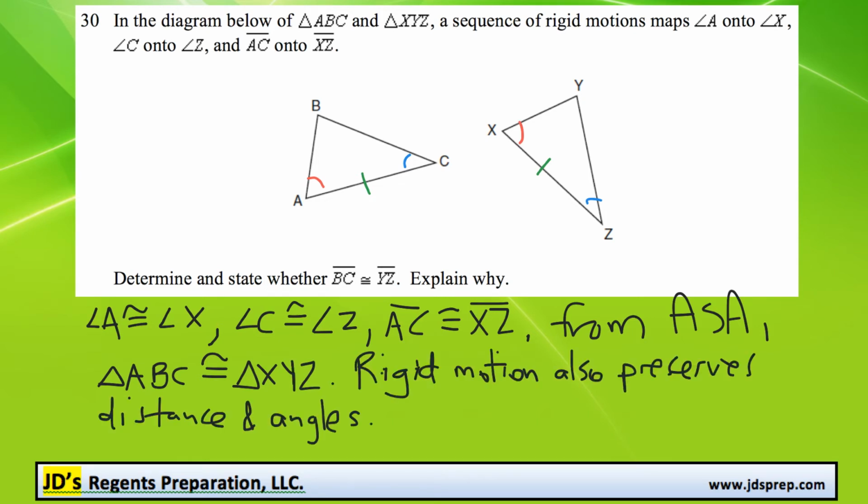We could also mention that because it's a sequence of rigid motions, we do know that rigid motion always preserves distance and angles. So that would be worthwhile to mention in your explanation as well.